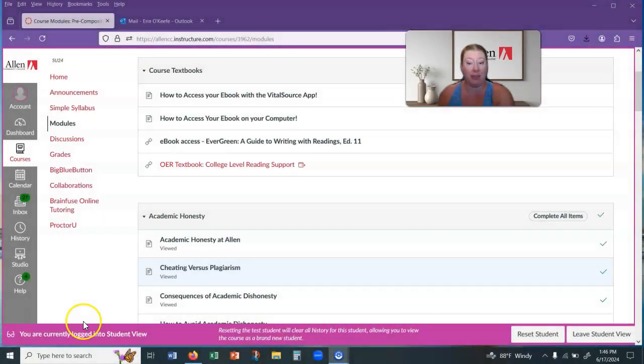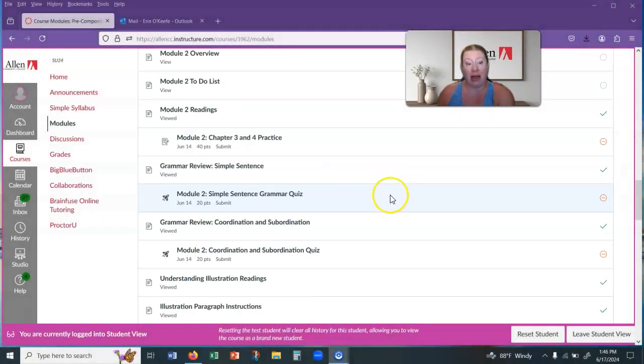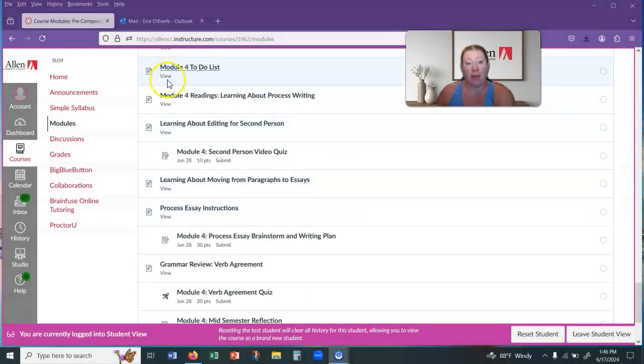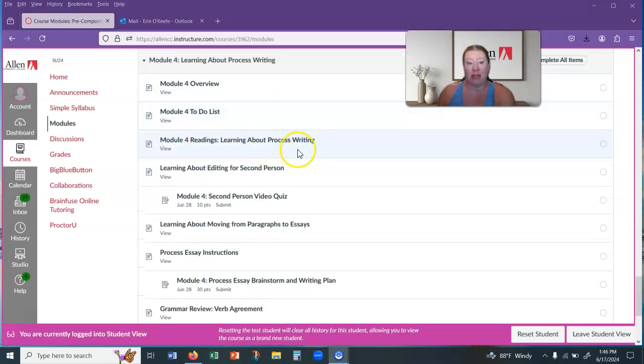So just like our previous major writing assignment, we had kind of a brainstorm module where we learned a little bit about that writing style. And then we had the next module where we actually wrote the piece. So in the case of the process essay, we're doing the same thing. So here we have Module 4, learning about process writing.